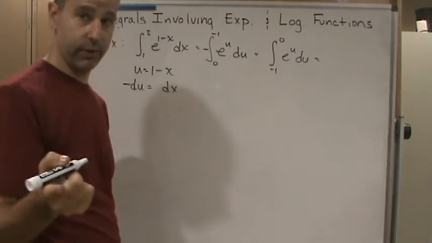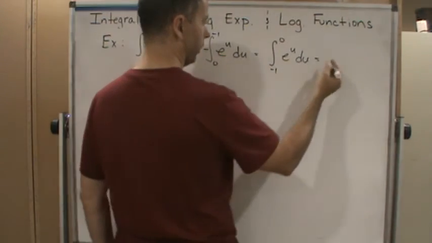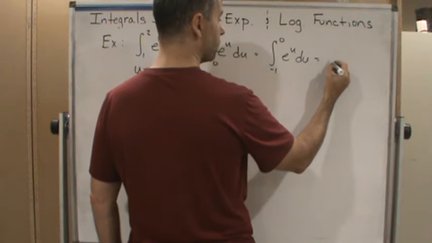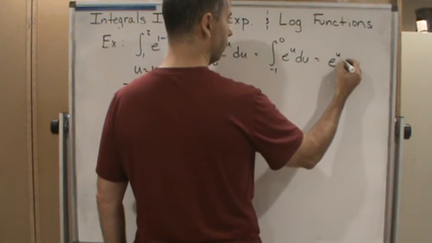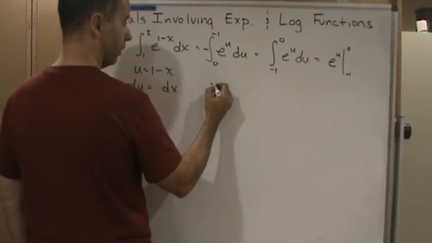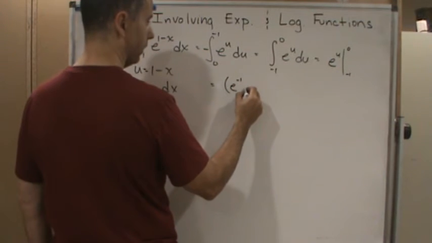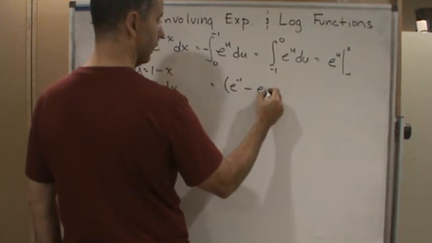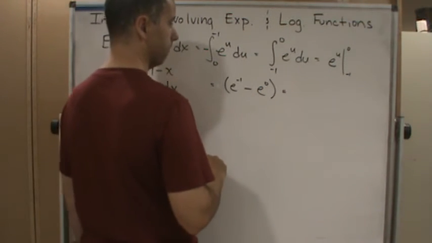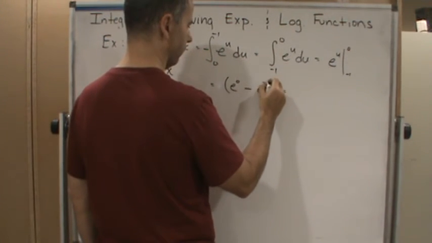The general antiderivative is e to the u plus c, but here with the definite integral, we're going to use the fundamental theorem of calculus part 2. So what happens? It's just going to be e to the u evaluated at negative 1 and 0, which is going to equal e to the negative 1 minus e to the 0. Right? No. e to the 0 minus e to the negative 1.